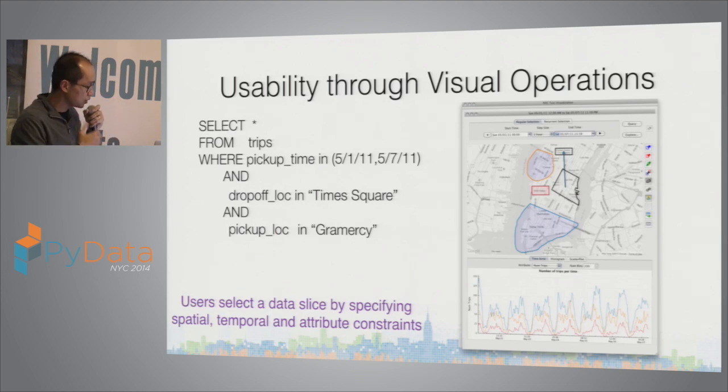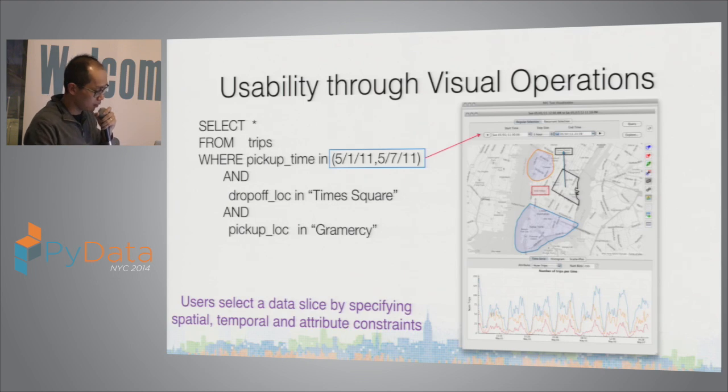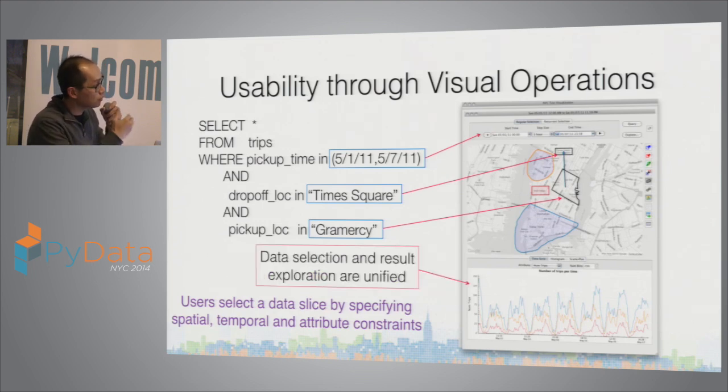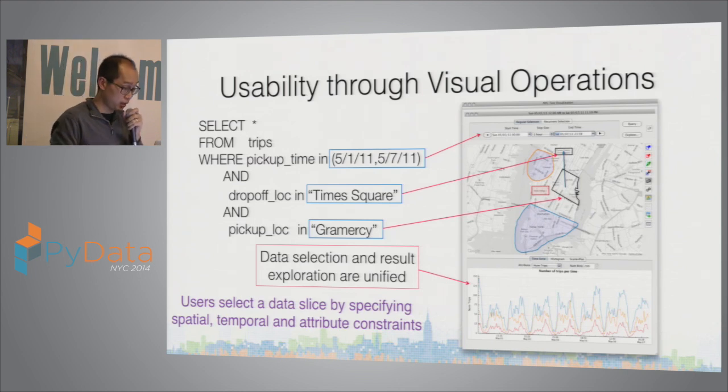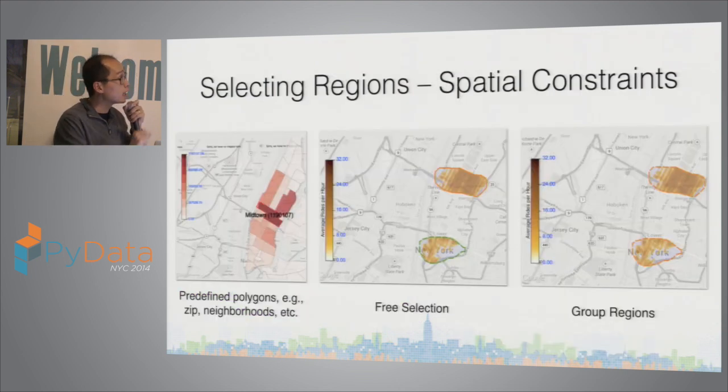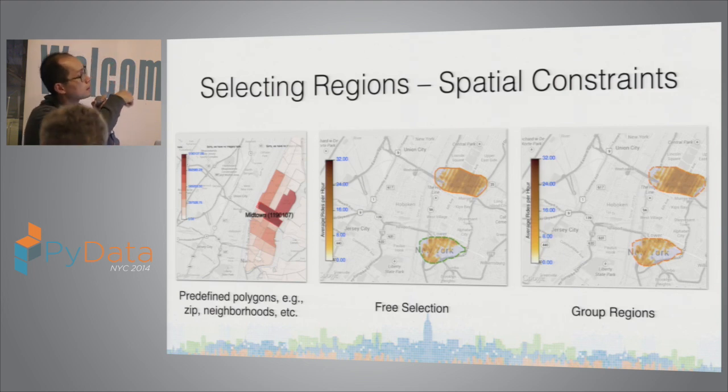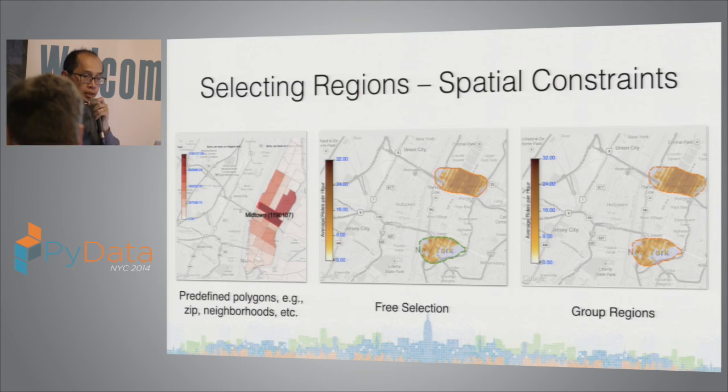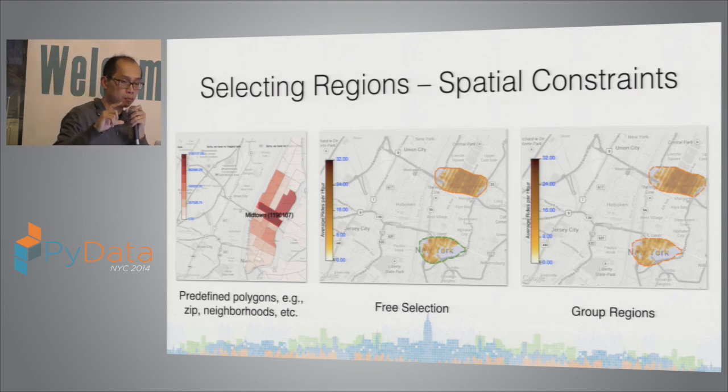So our tool lets users select the data slice directly on the UI, through spatial, temporal, and attribute constraints. For example here, the time is specified by the top panel, and the spatial region by just drawing it there, and in the end we have the data result shown unified with color lines matching. We can also select regions by predefined polygons. I forgot to show this. We can load a predefined set of polygons, like zip codes and neighborhoods, and do selection right there. Or we can do free selection, which I showed, and group them together. That means I can show trips starting from both airports at the same time as a single query instead of two queries.